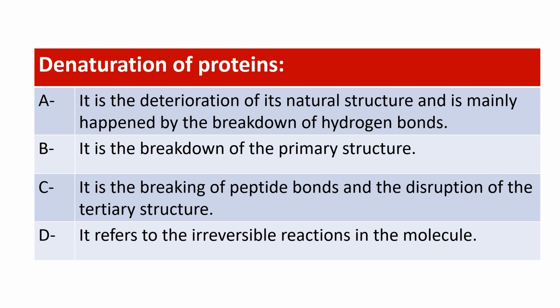Denaturation of proteins. It is the deterioration of its natural structure and is mainly caused by the breakdown of hydrogen bonds. It is the breakdown of the primary structure. It is the breaking of peptide bonds and the disruption of the tertiary structure. It refers to the irreversible reactions in the molecule. So what is the correct statement for denaturation of proteins?